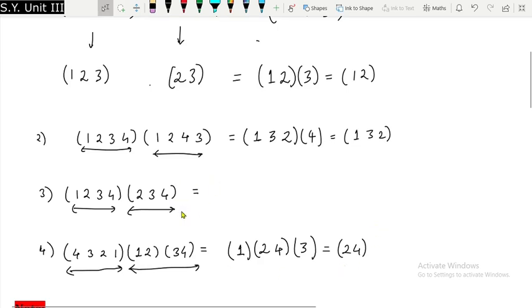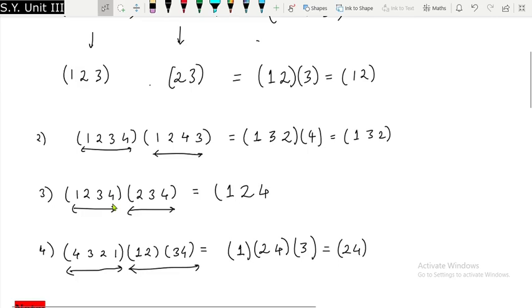Now let us go for the third example. Again I will start from 1. Now since 1 is missing here, it means 1 is mapping to 1. Over here you can see 1 is mapping to 2. So 1 maps to 2. Now I will start with 2. So 2 is mapping to 3. 3 is mapping to 4.